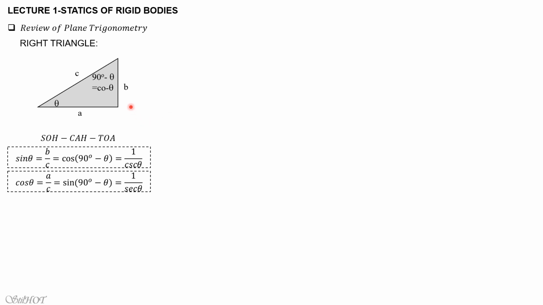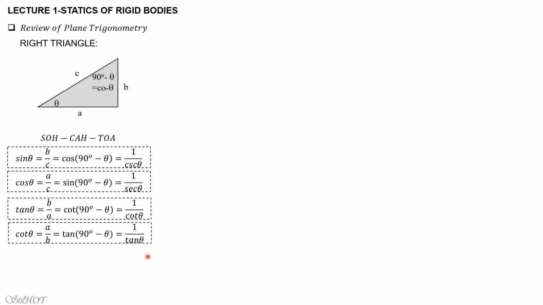Then tangent theta, which is opposite over adjacent, so it is B over A, is also equal to the cotangent of 90 degrees minus theta, and it is also equal to 1 over cotangent of theta. Then we have cotangent theta, which is adjacent side over opposite, so A over B, which is equal to tangent of 90 degrees minus theta, which is 1 over tangent of theta.